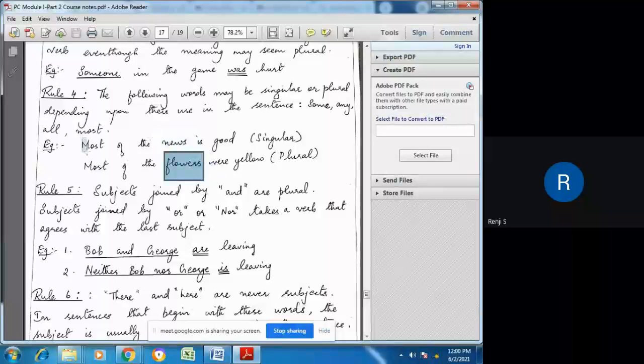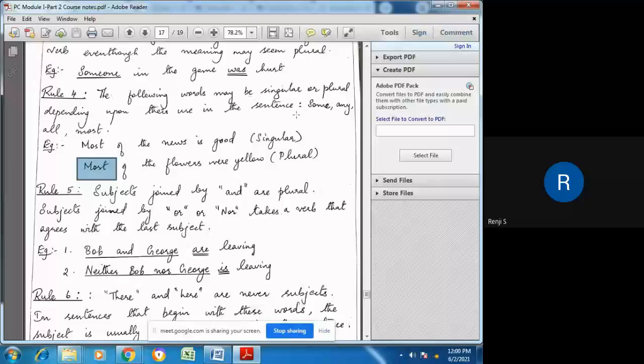So, we have started with most, but in one sentence, it is used as singular, and in another sentence, most is used as plural. So, the same word can be used as singular as well as plural. So, depending on the context, these words can be either a singular or plural word. So, that is the fourth rule. It depends on the sentence.